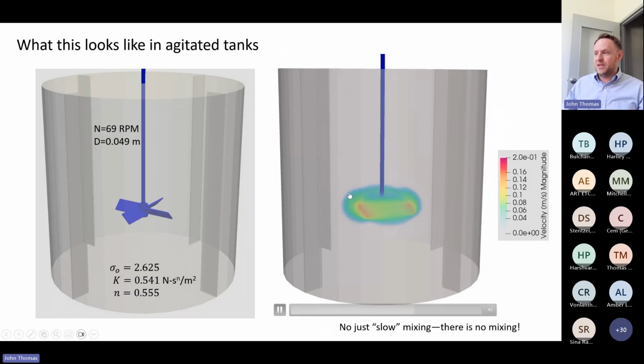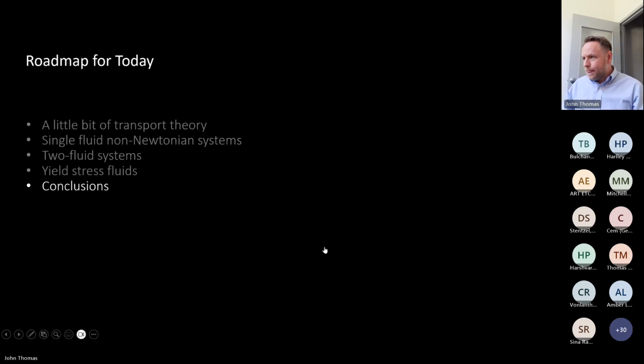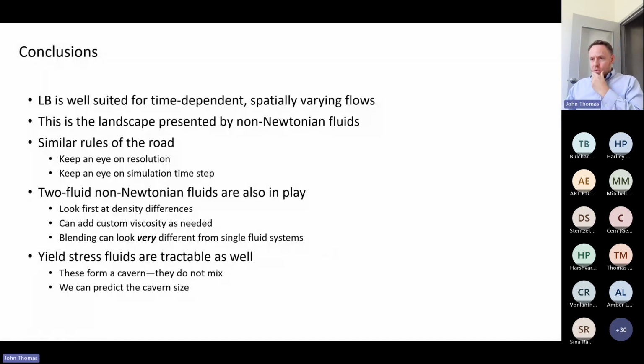It's not happening here. This is meant to be a hyperbolic illustration here, but it's not happening. Okay, conclusions. This localized approach, I'd say LBM in particular, is very well suited for time-dependent spatially flows.